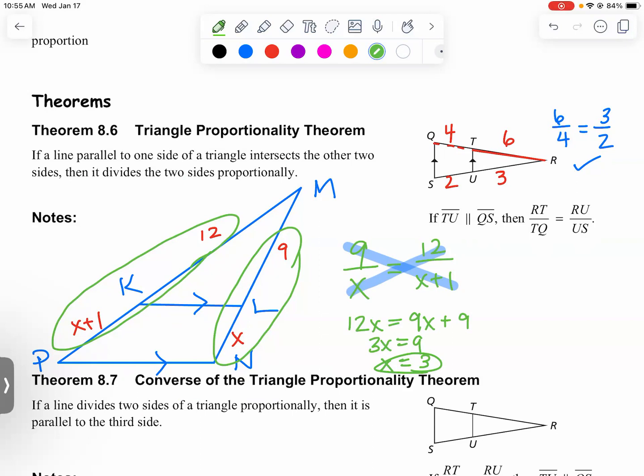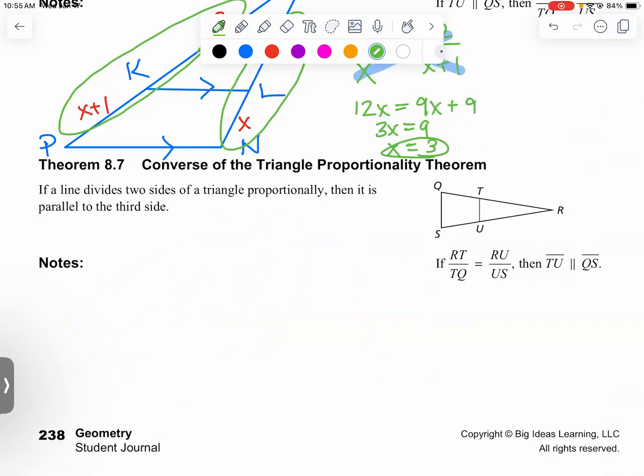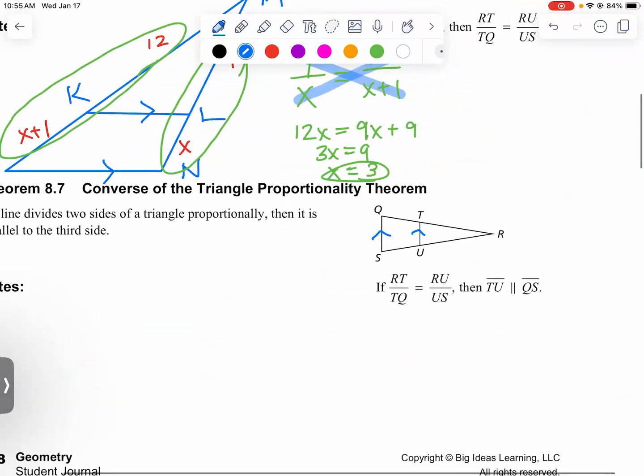3. Now this theorem has a converse saying, if we have proportions, if these sides are split up proportionally, then it's going to tell us what about these two lines? Then they're parallel. So it's like the backwards. Up here, if these are parallel, then we know we have proportions. Down here, if this is proportional, then that means these two lines are parallel. We're probably going to focus more on that first theorem.